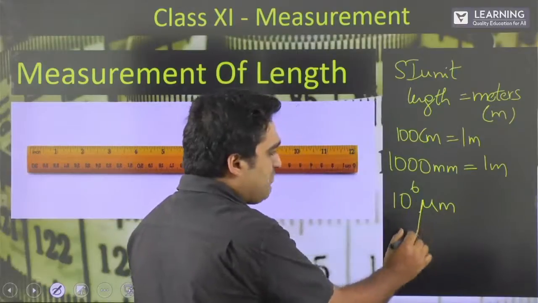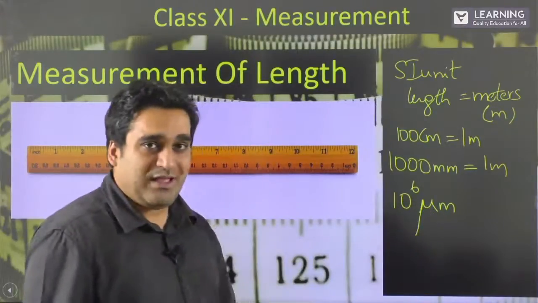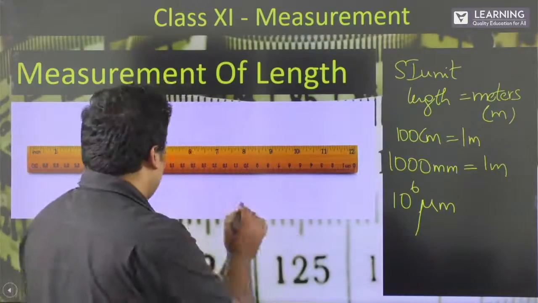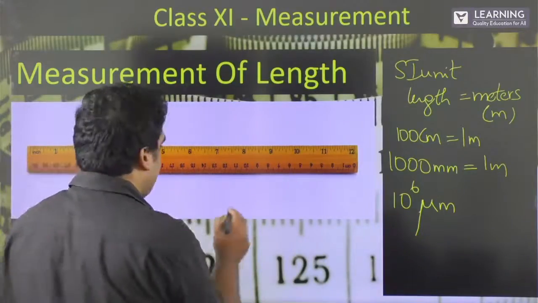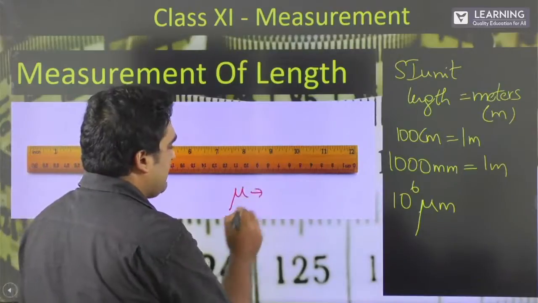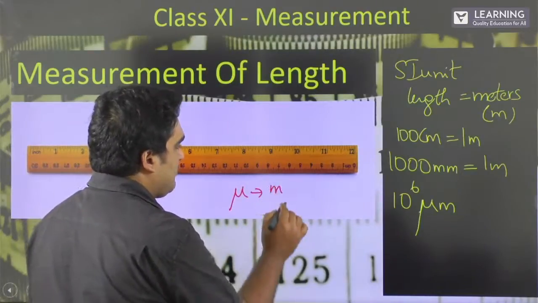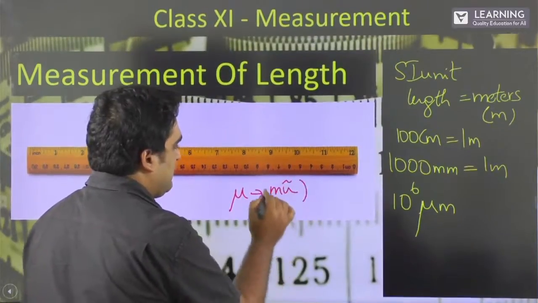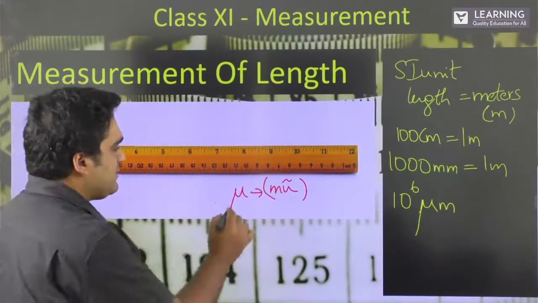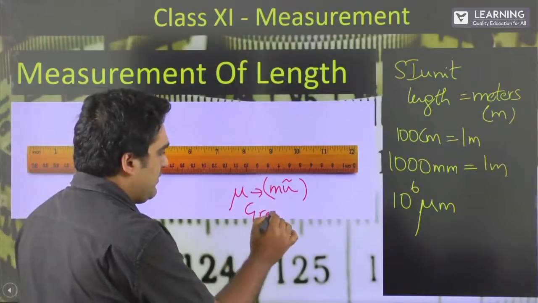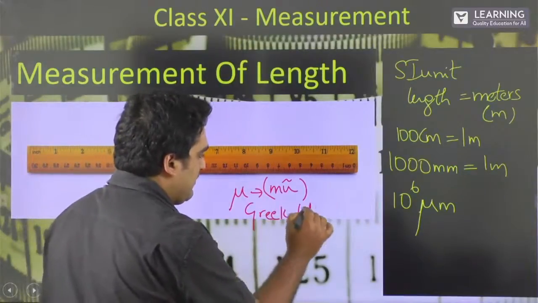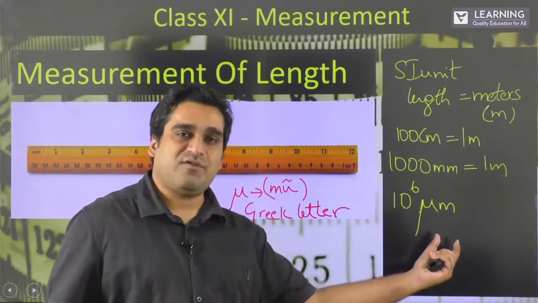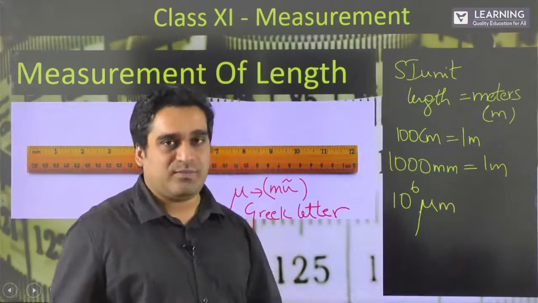Micro is given by the symbol mu. Mu is a Greek letter. Mu is a Greek letter to show a scale which is of a micro scale.